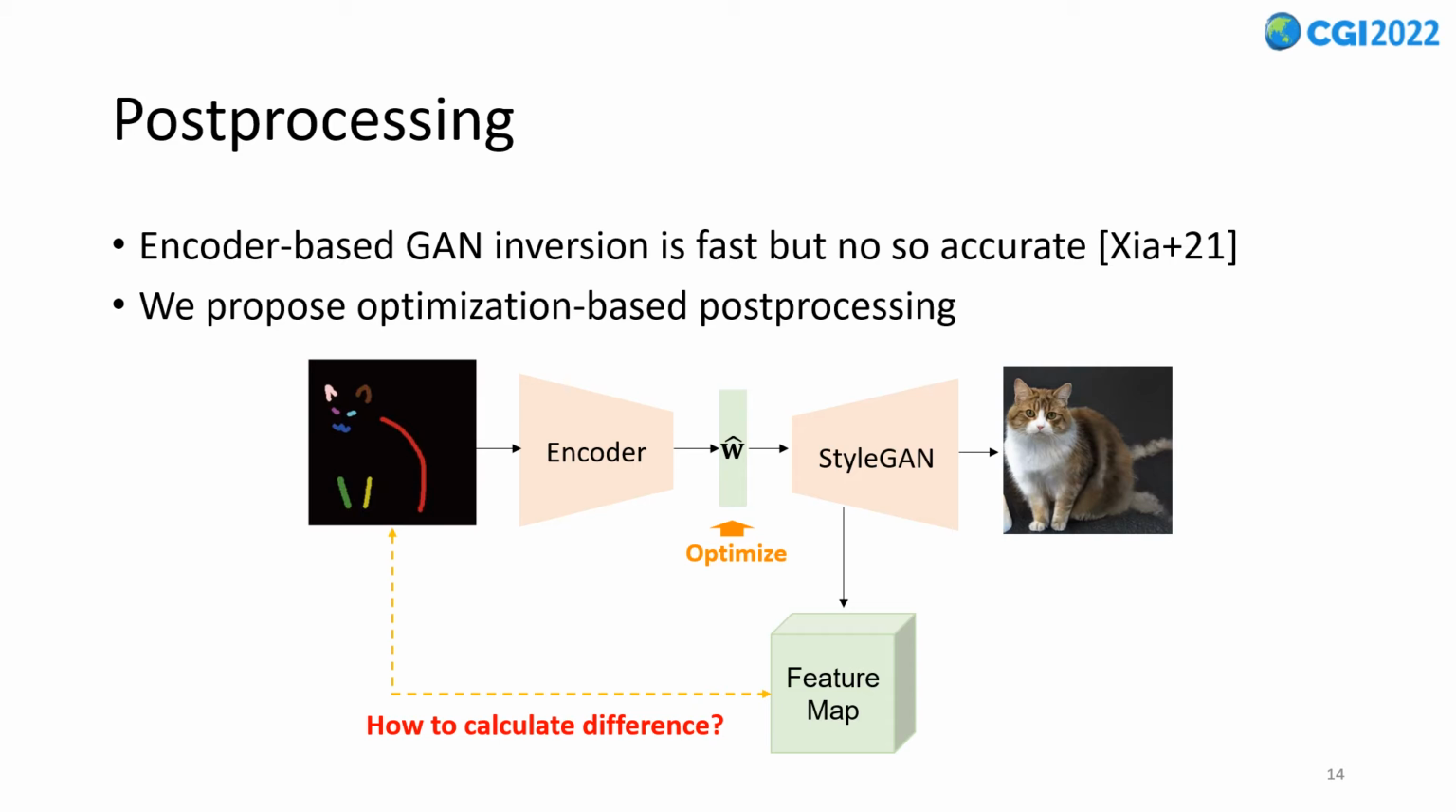In general, the encoder-based GAN inversion I explained so far is fast but not so accurate in reconstructing images. Therefore, we propose optimization-based post-processing to further refine our encoder-based outputs. In our post-processing, we optimize latent codes by minimizing the difference between StyleGAN feature maps and input semantic scribbles. The question here is how to calculate this difference.